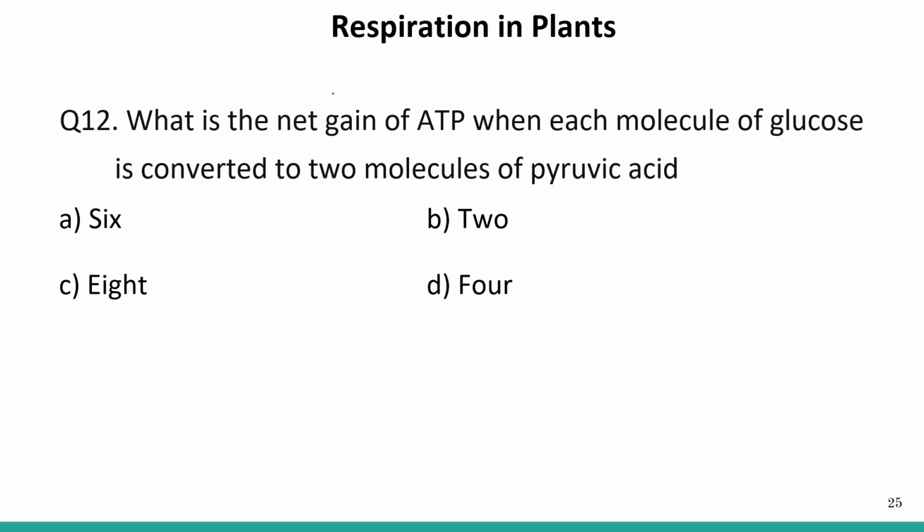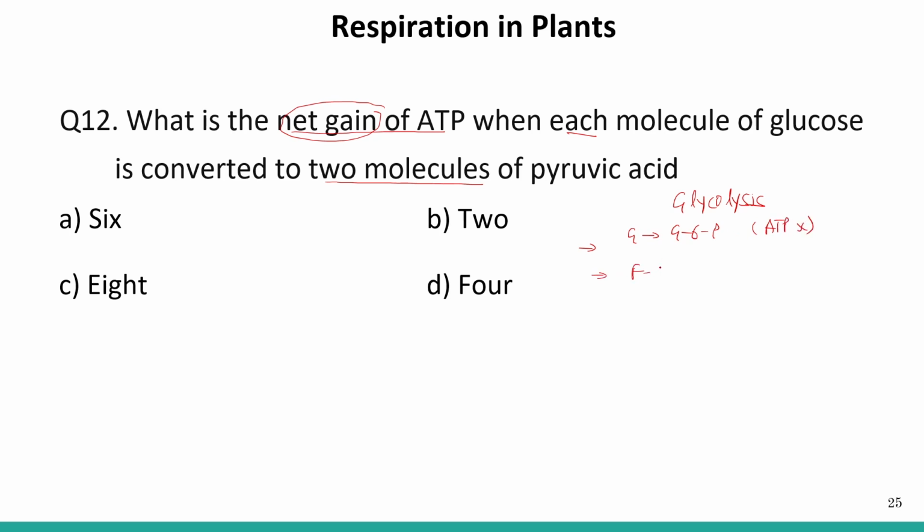The next question is, what is the net gain of ATP? Here they are asking about the net gain when each molecule of glucose is converted into 2 molecules of pyruvic acid. So here they are talking about glycolysis. So what happens during glycolysis? In the first step, the preparatory phase, ATP is consumed. When glucose is converted into glucose 6-phosphate, 1 ATP is consumed here.